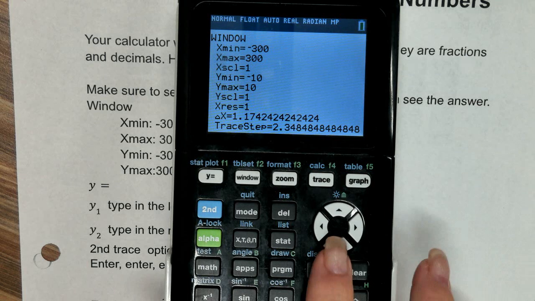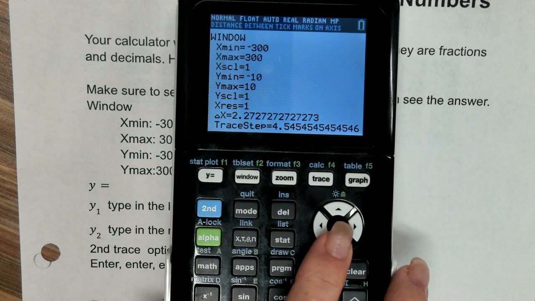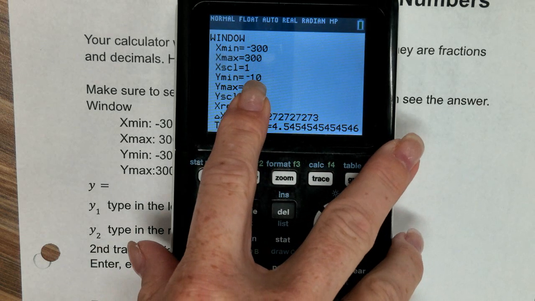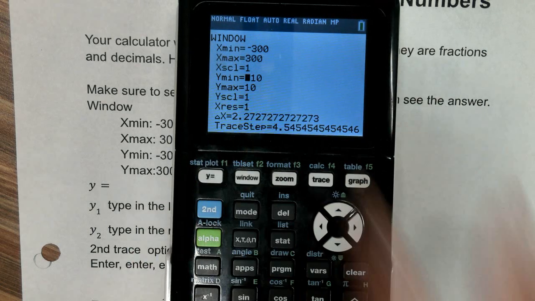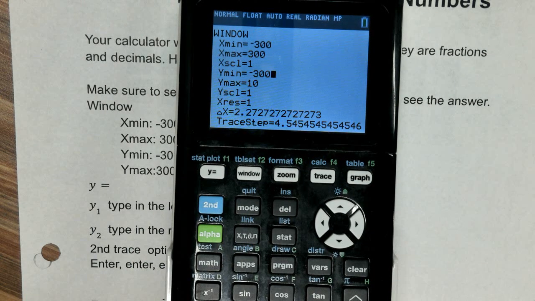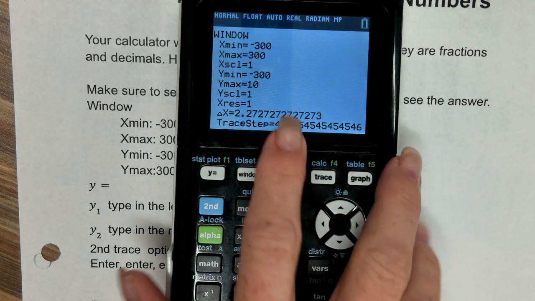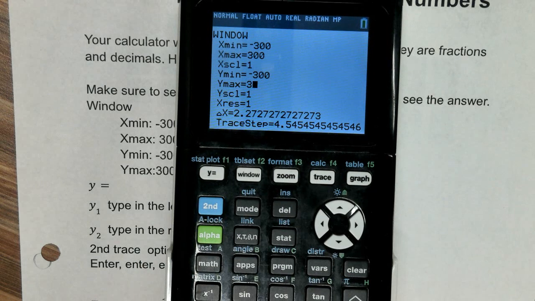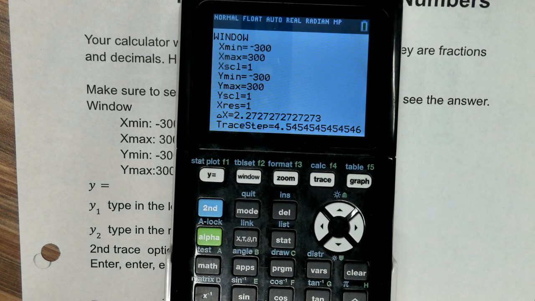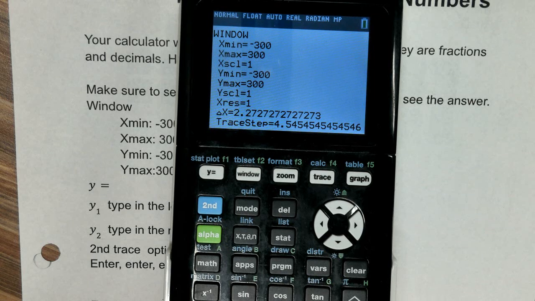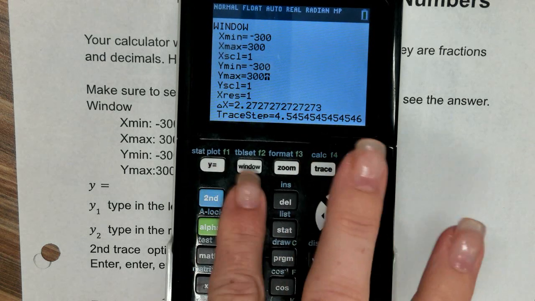Now go down to y minimum right here, and you're going to change it to negative 300. Everybody there? Y maximum, scroll down one more time and change it to positive 300. Raise your hand if I need to wait on you. Everybody's ready, yes? Do not hit clear. Remember, it will clear where you're at. Hit quit, so second mode.